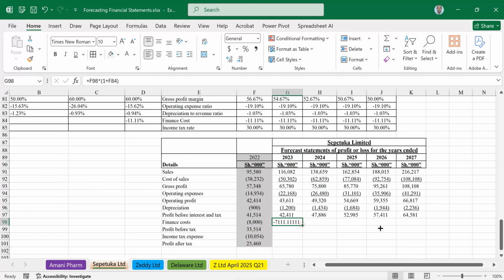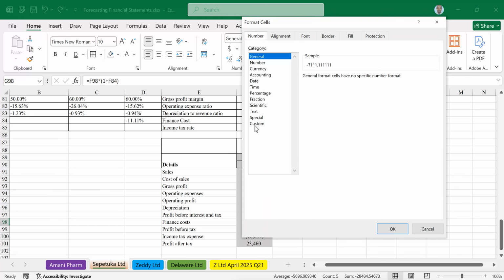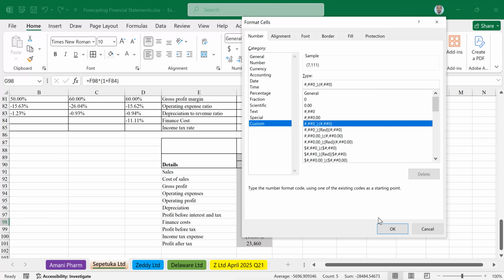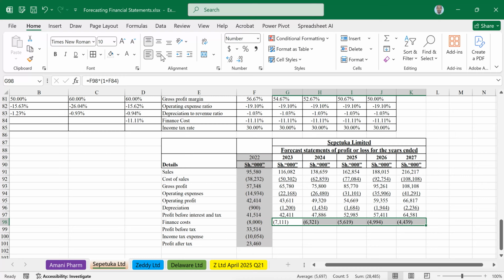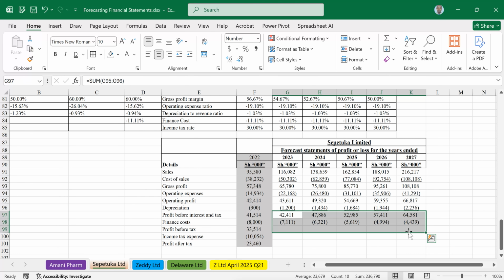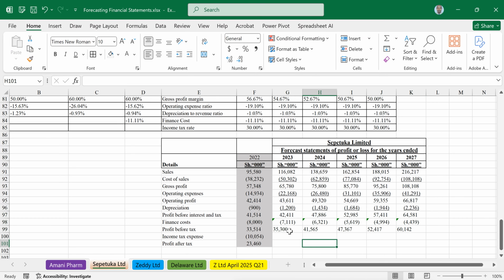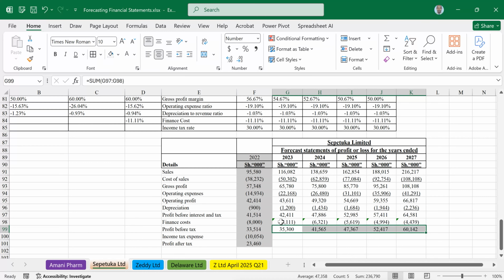Drag across, format. Okay, then that can be centered. So you can see it's reducing steadily as they said. Profit before tax, Alt equal to get our profit before tax.